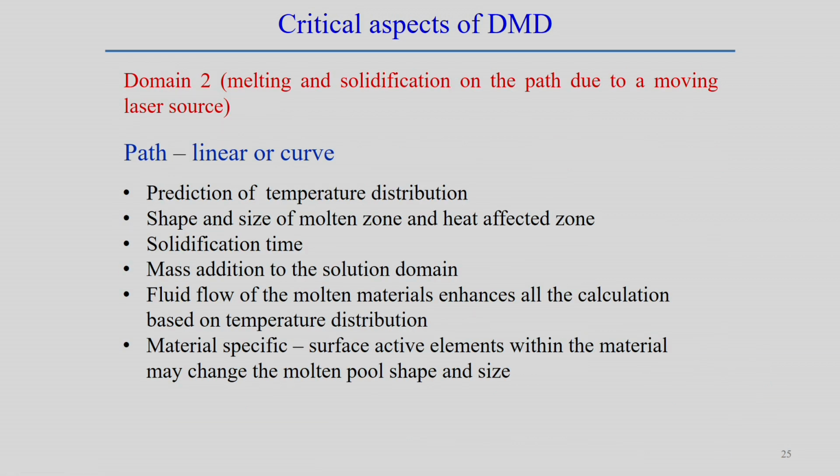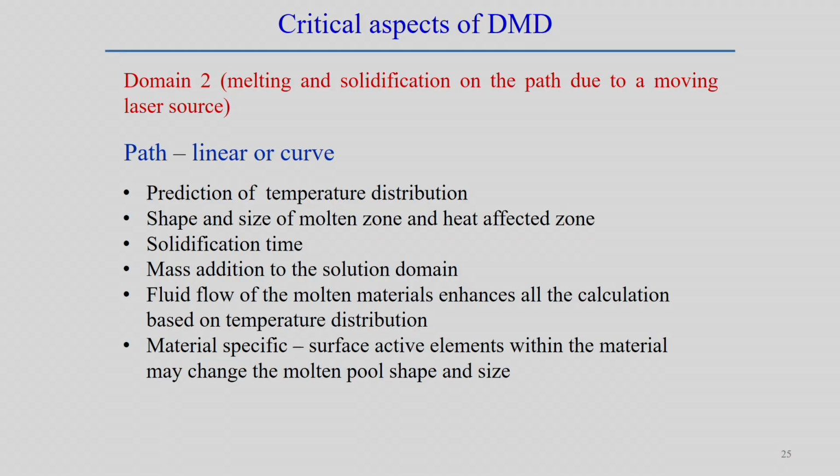Of course, domain 2 means that once we have projected the powder on a particular surface and the powder is melted, we look at the molten zone dimension and the melting and solidification behavior on the laser path, which becomes more complicated under a moving laser source. So, prediction of the path, the shape and size of the molten zone and heat affected zone is more important. The path can be linear or curved. The laser can be moved, but depending upon the geometric shape, it can be some curved path.